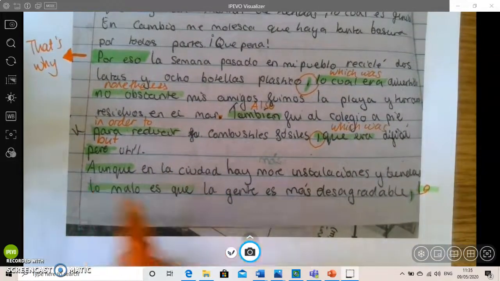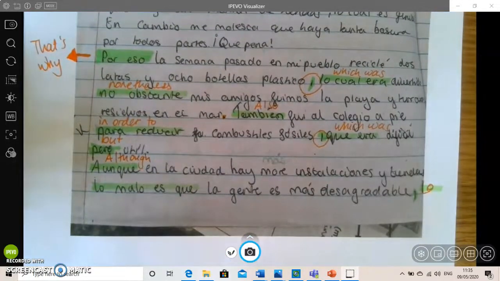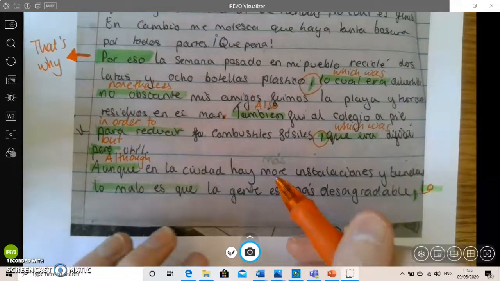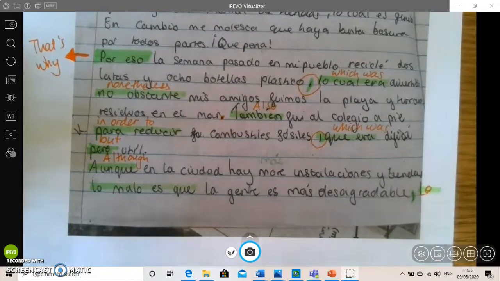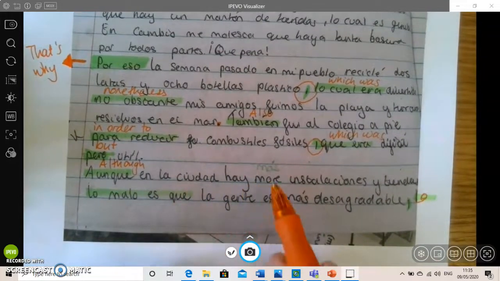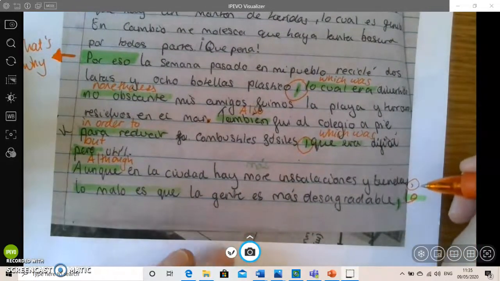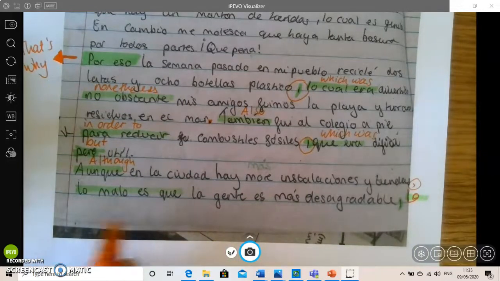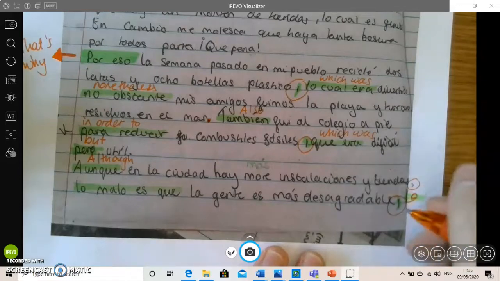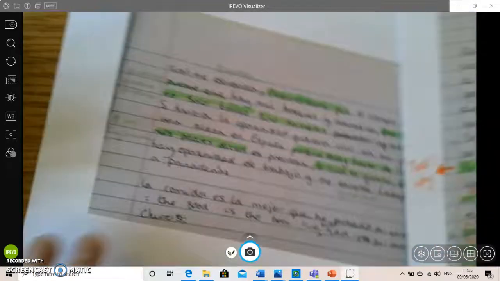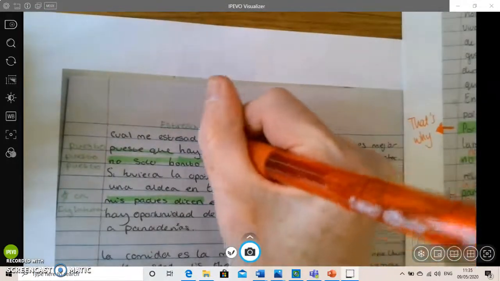Okay, now starting a sentence with aunque, although, forces you to create a complex sentence, okay? Although in the city there are, now Lucy's already done her green pen work for me, I asked her to so that I could show this example. So although in the city there are more facilities and shops, look, you are forced to put a comma here, it's not visible on the page because of the printout. The bad thing is that people are more unpleasant, and again it didn't print, there's the comma, which stresses me out, right? And again, comma, it's not the end of a sentence.